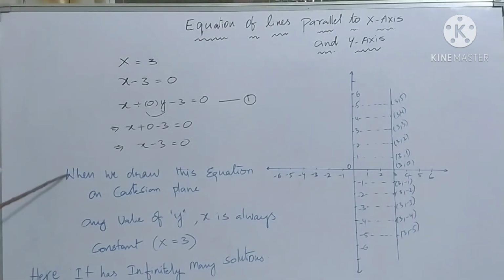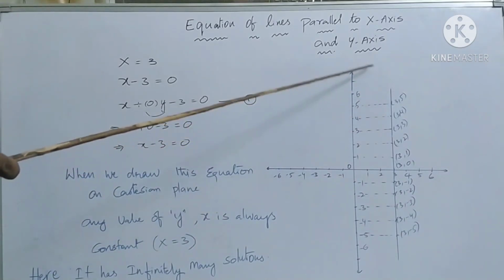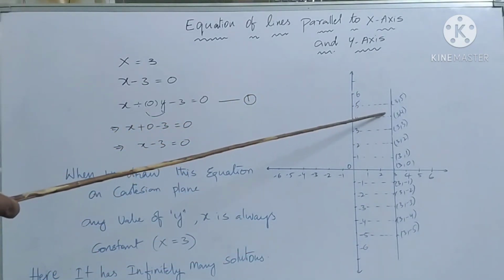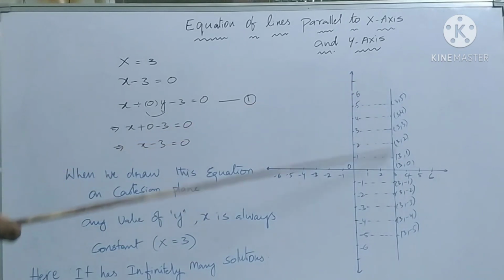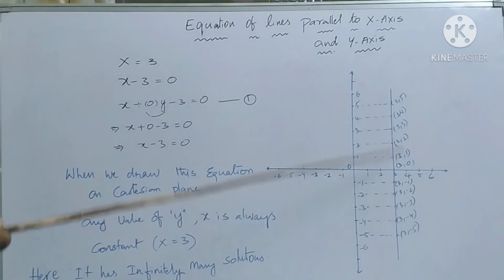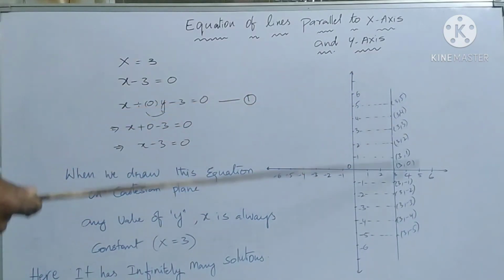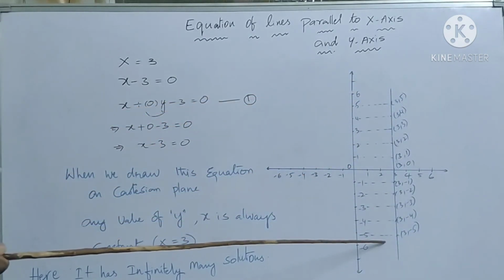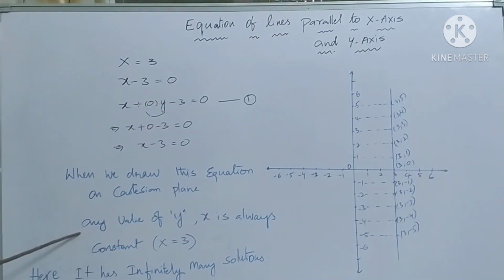So when we draw this equation on the Cartesian plane, here x values are constant. For any value of y, x is constant. Why? Because x equals 3. This is our Cartesian plane. For any value of y, x becomes constant. Any value of y, x is always constant, meaning x equals 3.